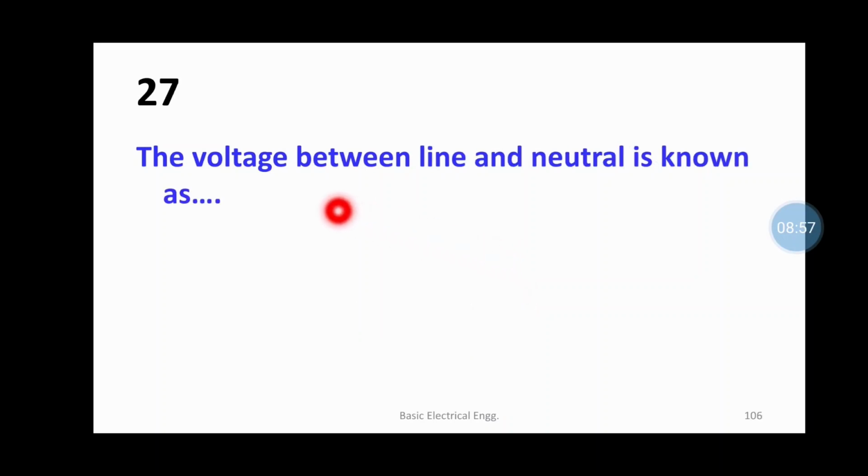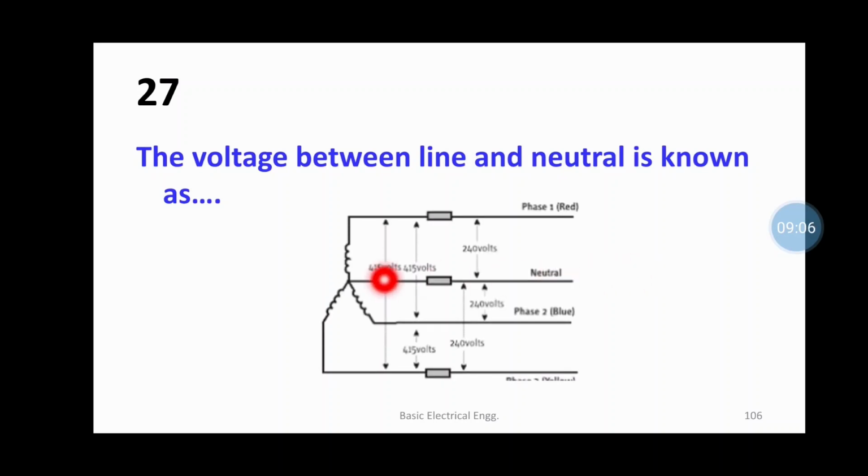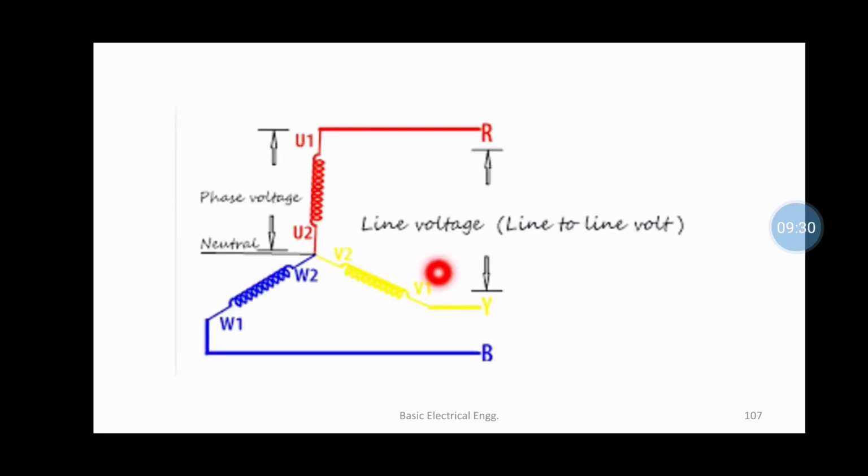If I talk about another question, the voltage between line and neutral is known as dash. It is of course the phase voltage. Let me explain with the help of a diagram. Consider a star connection. You can draw a neutral point, a neutral line. The voltage between phase 1 and neutral, or phase 2 and neutral, or phase 3 and neutral, all are called phase voltage. It is very important for three-phase connection. You should know the difference between line voltage and phase voltage, and line current and phase current, of course.